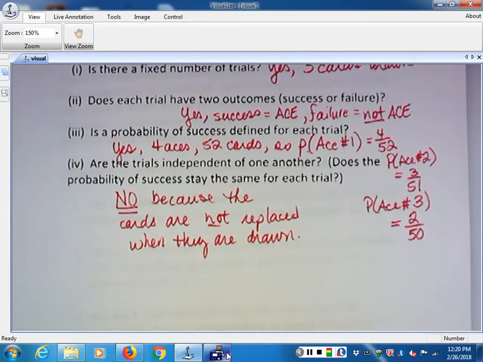And that's because the cards are not replaced as they're drawn. You didn't put them back. If it's with replacement, it's independent. Okay? That was why it was so important when we talked about with and without replacement doing probabilities. It was important that you understood what replacing it did.